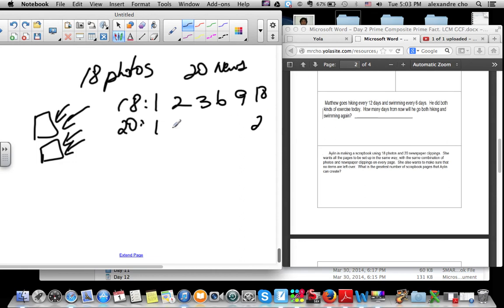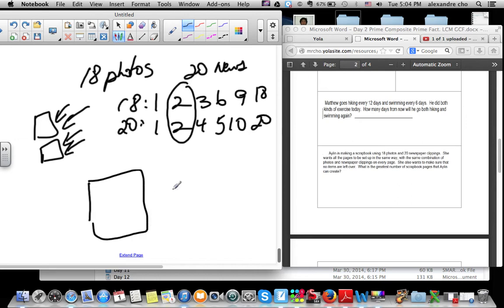20 is 1 and 20, 2 and 10. No 3s, no 4. Yes, 4 goes. That's about it. So, biggest number? She can only get 2 pages. She can't make more than 2 pages. So, here's the first page, and here's the second page that she's going to create.